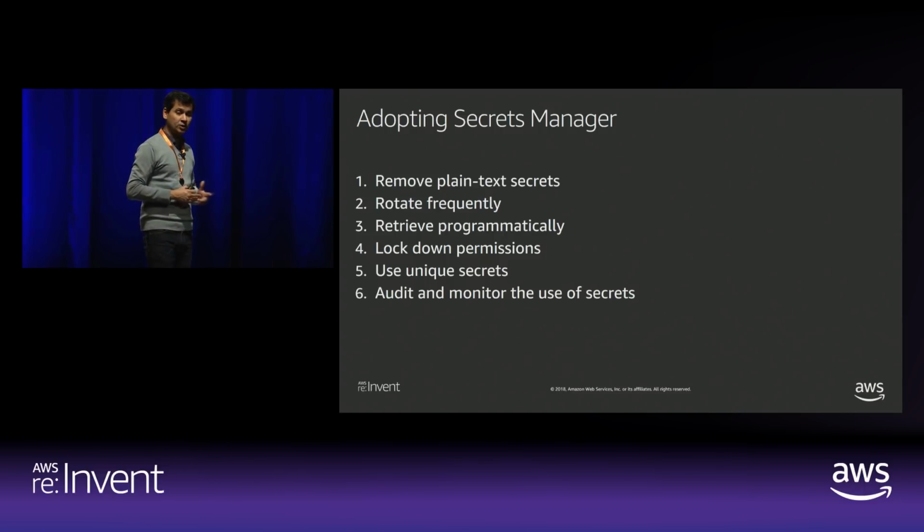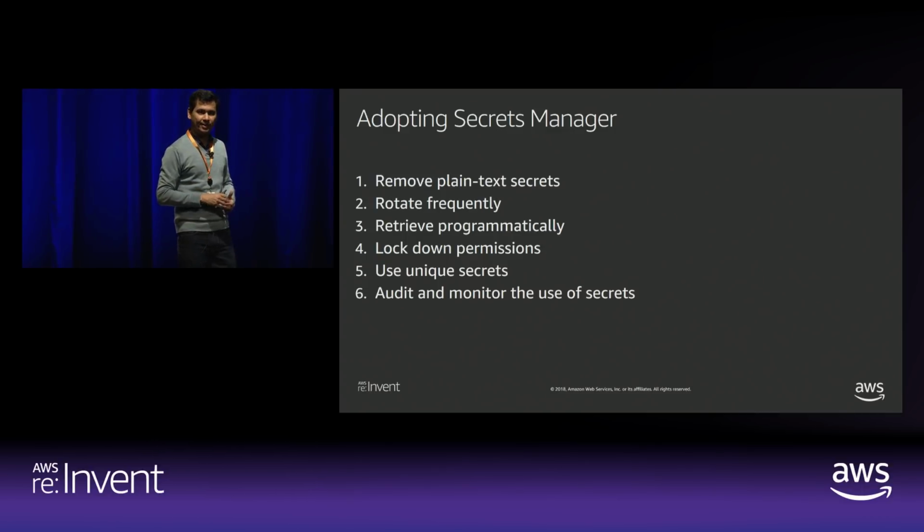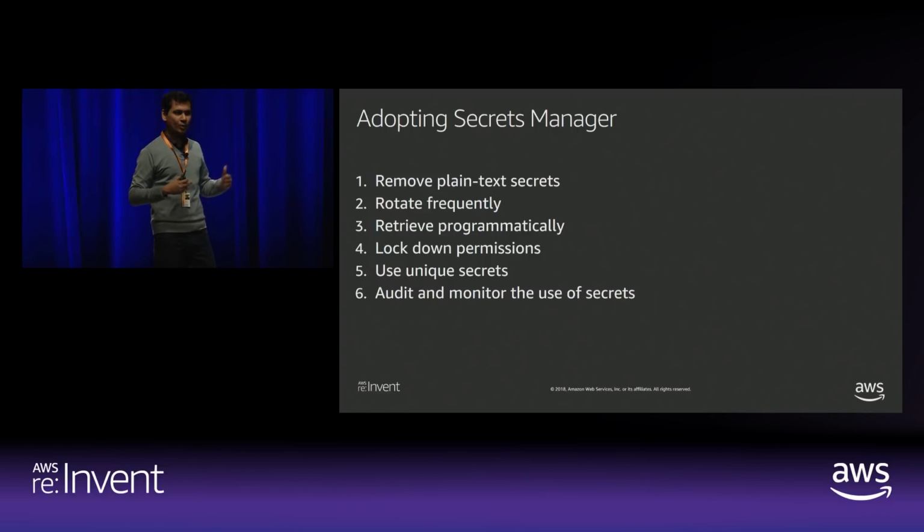Third, once you've stored your secrets centrally, how do you retrieve them and how frequently? And this will depend on your network configuration as well as your application setup. Fourth, decide how you will manage permissions to store, retrieve, and rotate secrets. Fifth, plan on using unique secrets in every region and in every environment. And finally, decide how you will audit the use of secrets, as well as what type of activity you want to monitor.